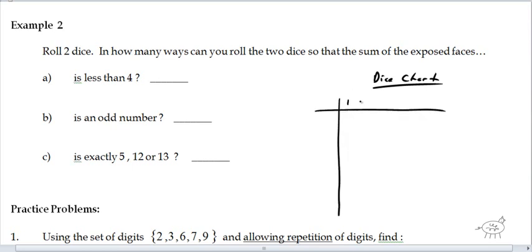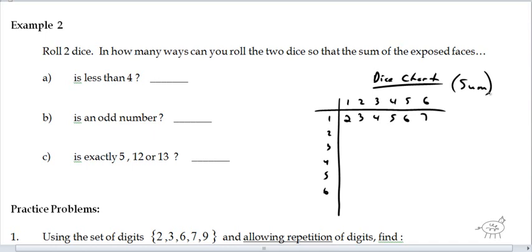Basically, on the top row here, I'm going to put 1, 2, 3, 4, 5, 6. Those are the possibilities. And then going down the column, 1, 2, 3, 4, 5, and 6. So in other words, if I roll a 1 and a 1, I get a 2. If I roll a 1 and a 2, I get a 3. A 1 and a 3, I get a 4. 1 and a 4, I get a 5. 1 and a 5, I get a 6. And 1 and a 6, I get a 7. So this dice chart is actually the sum. It's the sum of rolling 2 die.